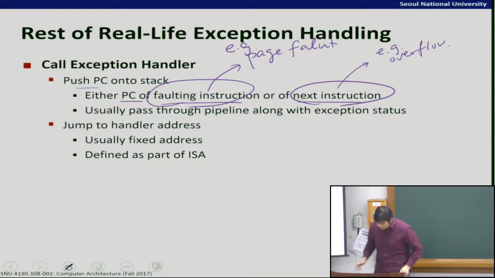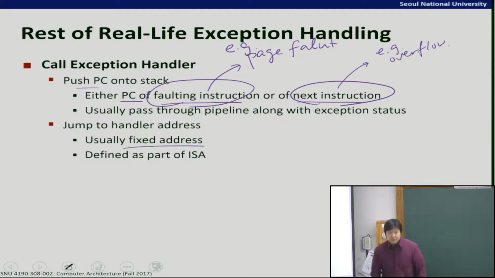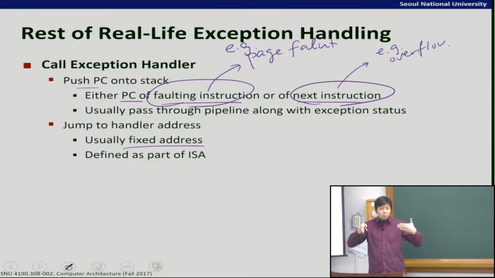Okay. Of course, the faulting instruction usually passes through the pipeline along with the exception status, and then we jump to the handler address. It's like a function call. So you first push the return address onto the stack, and you jump to the handler. And the handler address is usually a fixed address. So there is some gateway function, the same entrance for all exceptions.